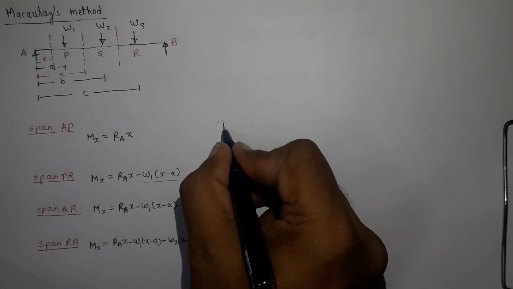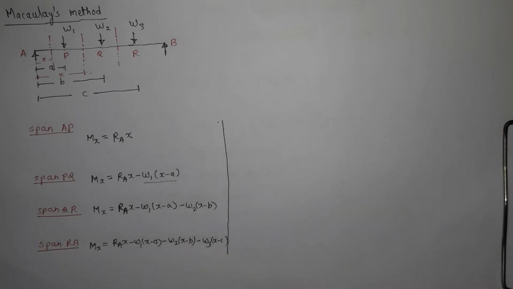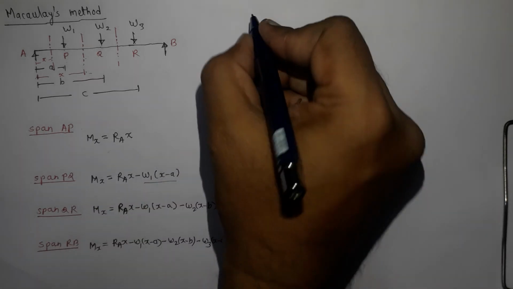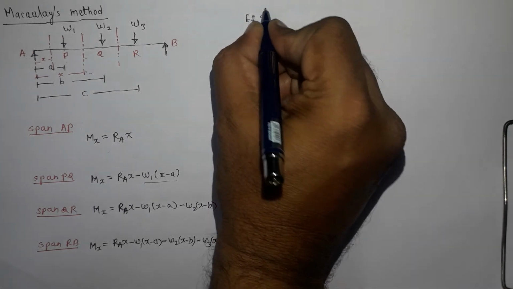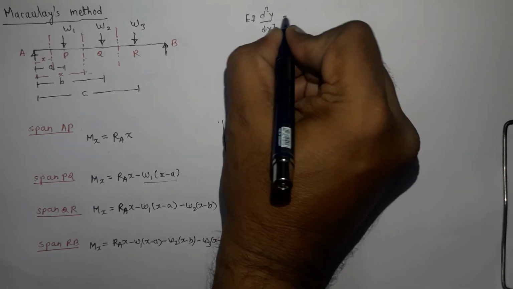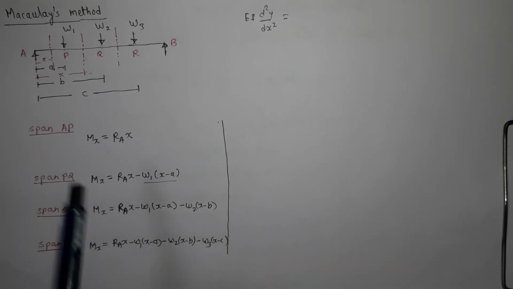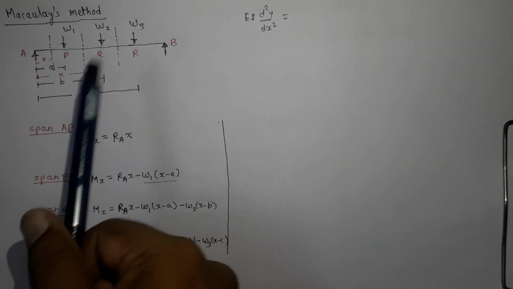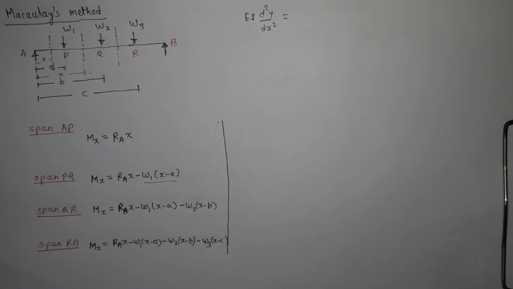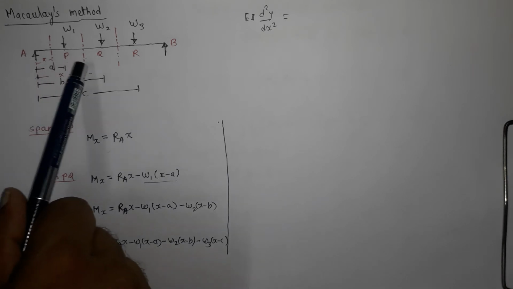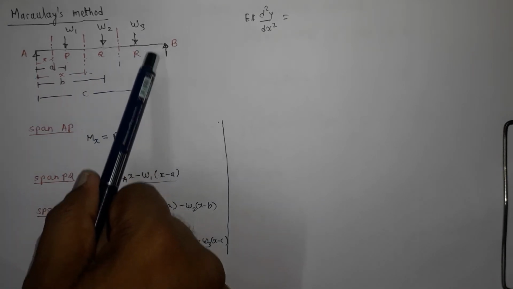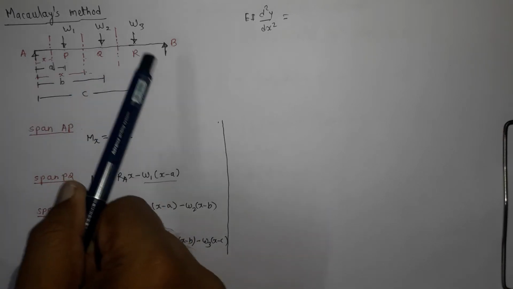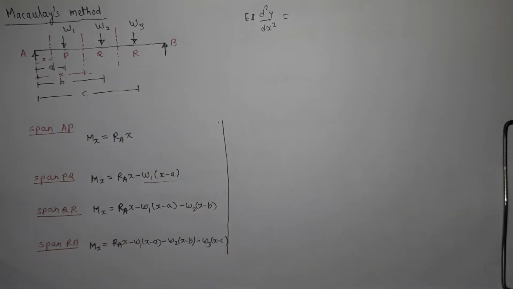So after observing all these things, Macaulay suggested to write the bending moment expression for the given beam in this format. Now he suggested to write EI into d2y by dx square on the left hand side. So I am going with the differential equation for this beam now. So left hand side is EI into d2y by dx square instead of Mx, and the right hand side will be the bending moment expression. So instead of going for each and every subspan, let us deal with the last subspan, and the partitions are the vertical dotted lines which are to be used over there.